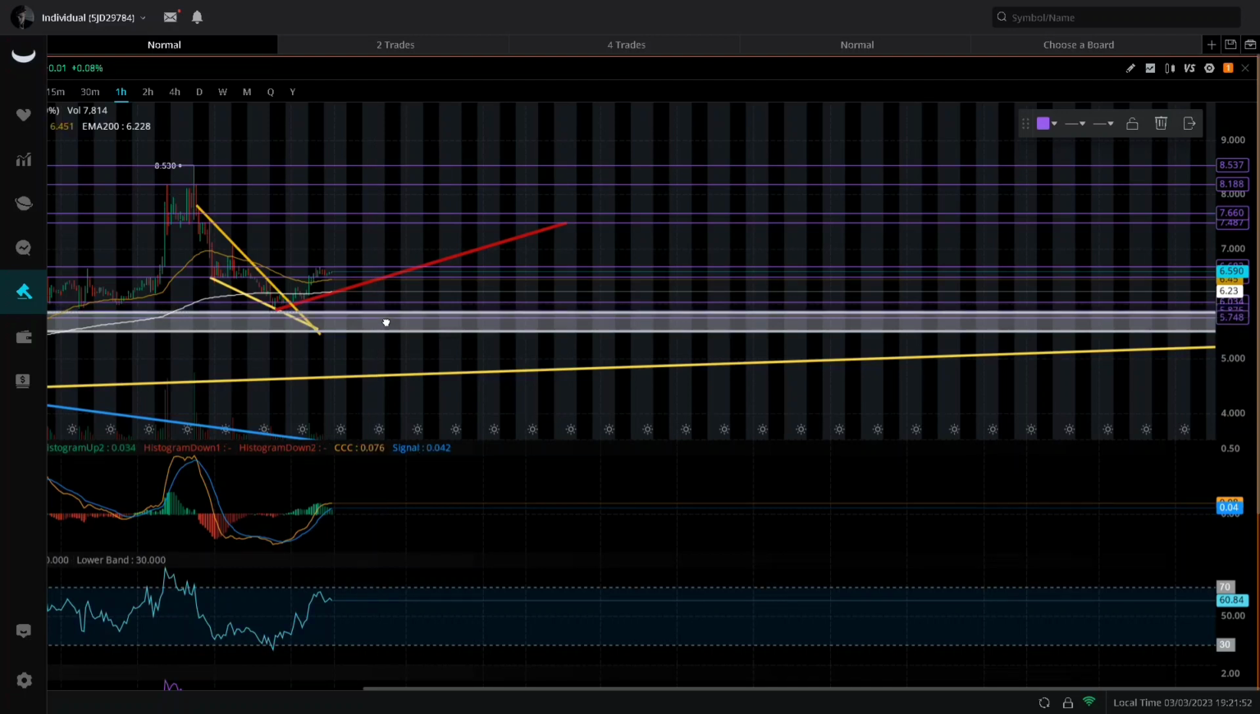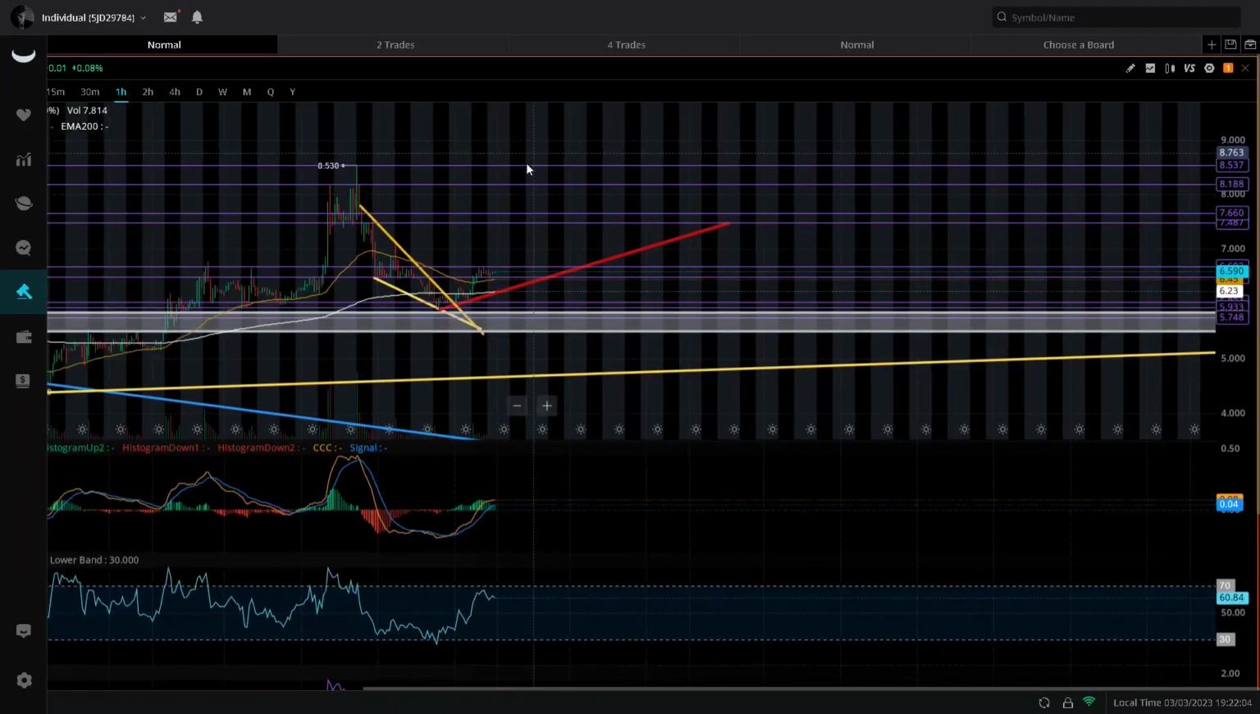The $5.90 region is extremely good for support and resistance right now. So that is what I'm looking at on the smaller time frames. We also have these golden crosses on the 1 hour.